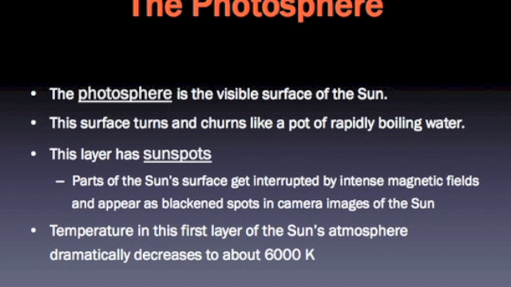Also, this layer is the one with sunspots. And sunspots just appear in pictures when the sun's surface is interrupted by magnetic fields. We're going to take a closer look at those later on and what happens when magnetism affects the sun.